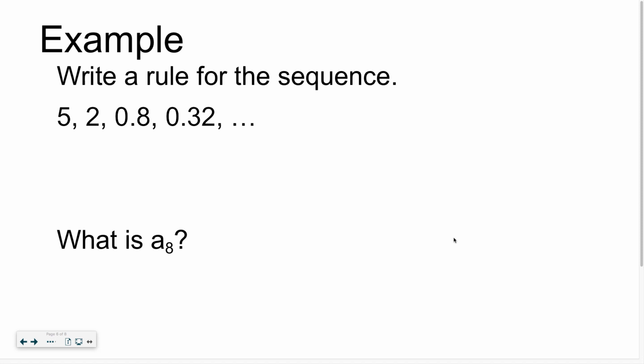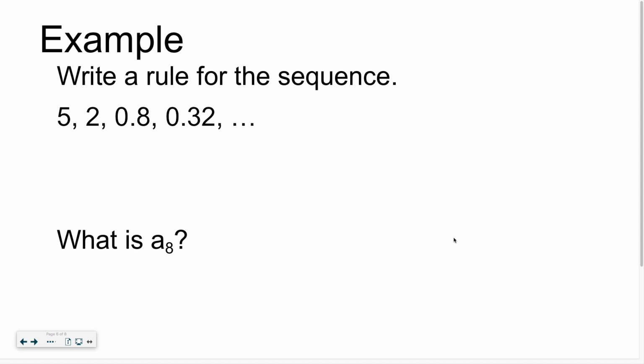2/5, right? If you multiply 5 by 2/5, then the 5s will cancel out and you'll get 2 left over. 2 times 2/5 is 4/5, which is 0.8. Okay, 0.8 or 4/5 times 2/5 will get us to 0.32.